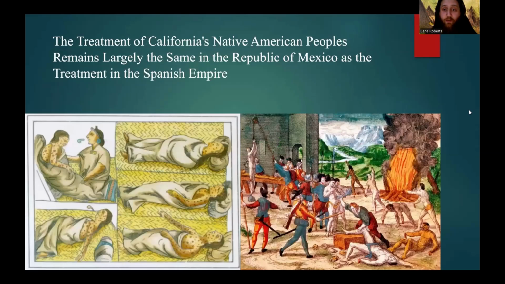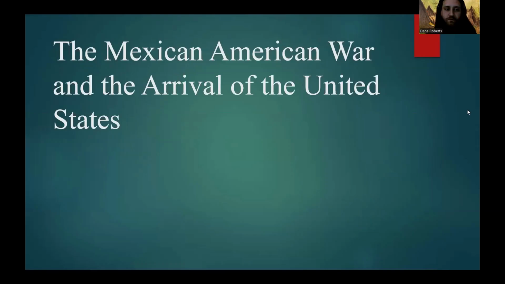And then it's very important to note that the treatment of California's Native American peoples would remain largely the same in the Republic of Mexico as the treatment in the Spanish Empire.